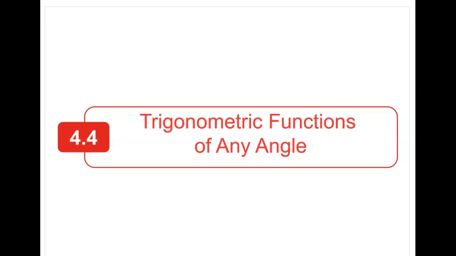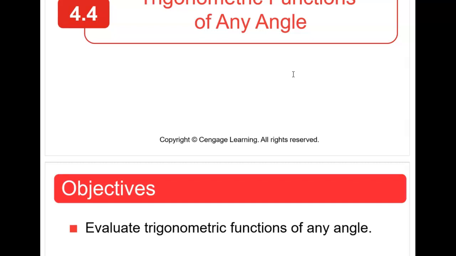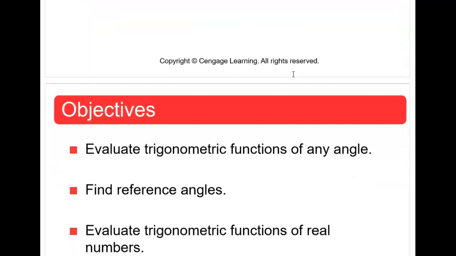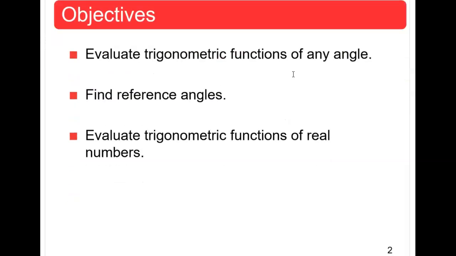This video will cover section 4.4, trigonometric functions of any angle. So far, we have looked at the special angles such as 0 radians, pi over 6, pi over 4, pi over 3, pi over 2, pi, and let's see, what else? 3 pi over 2, and 2 pi. And so what we're going to do now is extend those concepts to evaluate trigonometric functions of any angle. But we're going to use the previous knowledge that we have gained from sections 4.2 and 4.3.